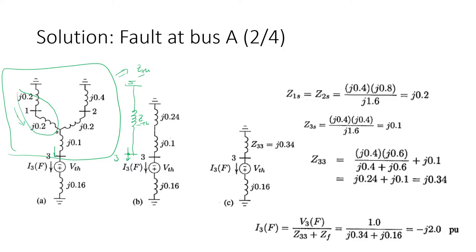For example, here you can see it's the same, and the current flowing through these two elements is the same. So you can see that these two, 0.2 and 0.2, are in series, and 0.4 and 0.2 on the right are in series as well. So this would become j0.4 on the left, and this becomes j0.6 on the right. This is how we look at this circuit.